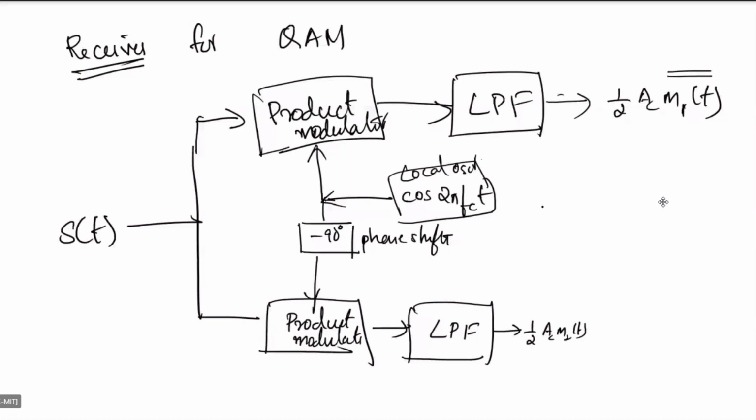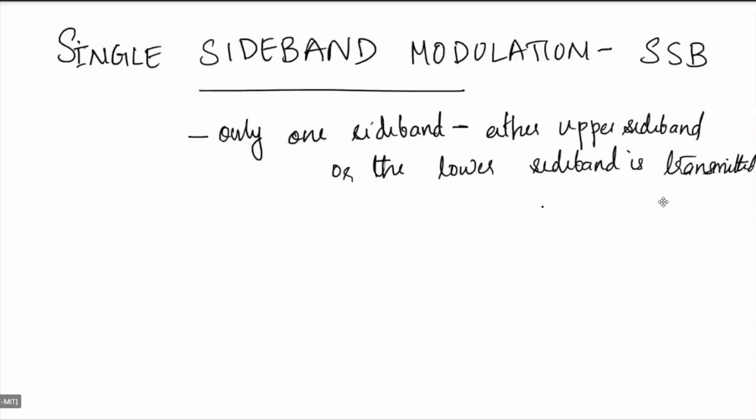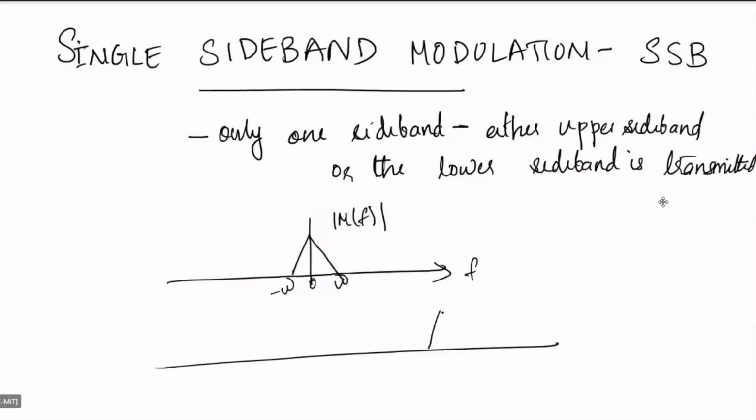So this is about DSB-SC. Now it's SSB, single sideband modulation, either the upper sideband or the lower sideband. See, in DSB modulation, if this is the message signal M(f), with frequency from −W to W, the DSB-SC spectrum will look like this. This is fc plus W and fc minus W. This is 0. This is −fc, −fc plus W, −fc minus W.